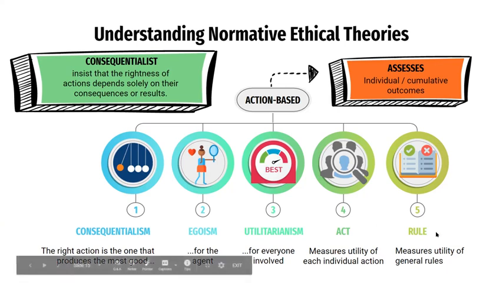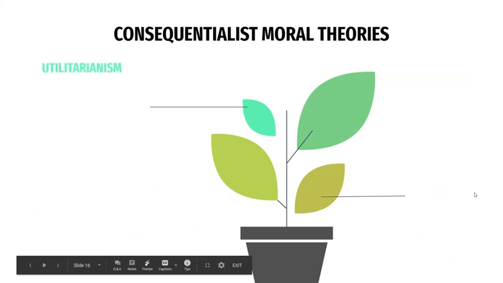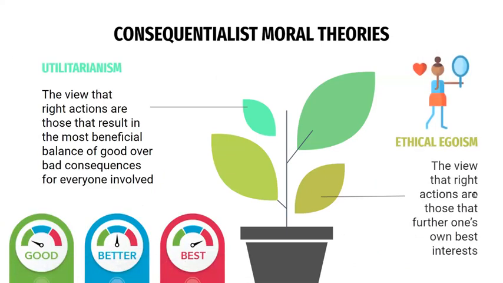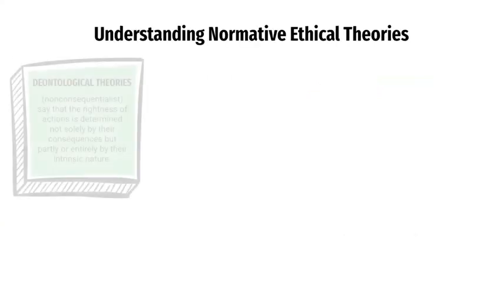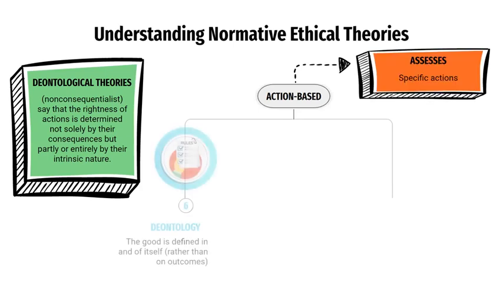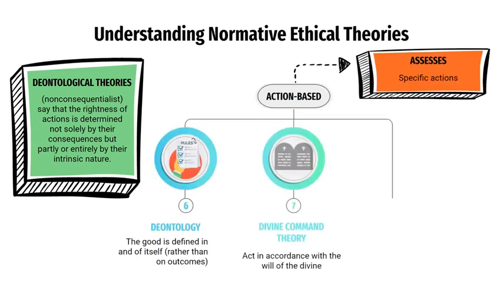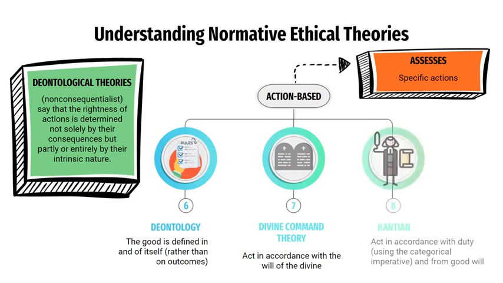And that's going to come in two different varieties, act and rule utilitarianism. Okay, so we've already just mentioned that. Deontological theories, again, say that the rightness of actions is determined not solely by their consequences, but partially or entirely by their intrinsic nature.